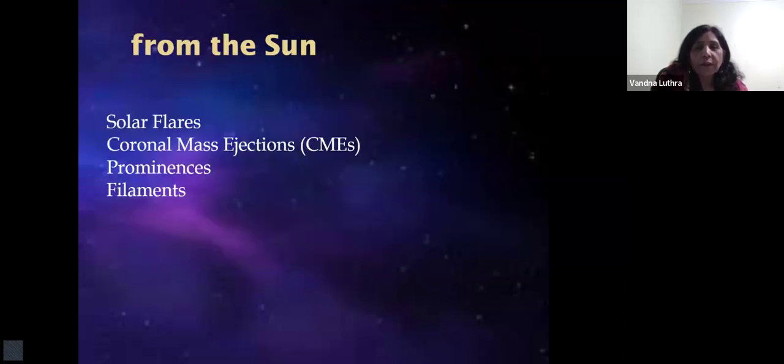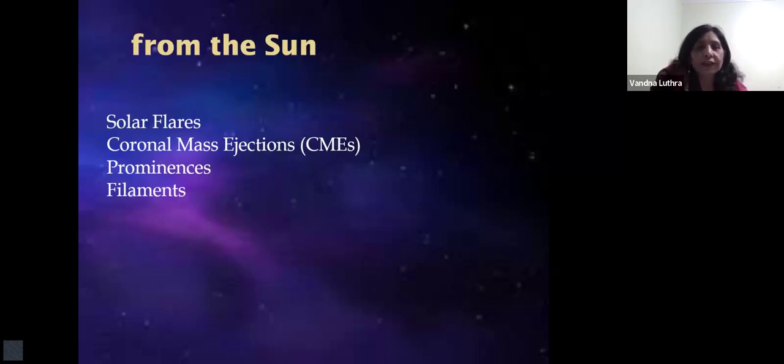So when we are talking about the sun as a dynamic sun, because it keeps on changing all the time, we have terminologies when we are talking about emissions from the sun, and some of those illustratives are solar flares, coronal mass ejections, prominences, and filaments. We are not going to talk about all of these, but we will be talking about solar flares.